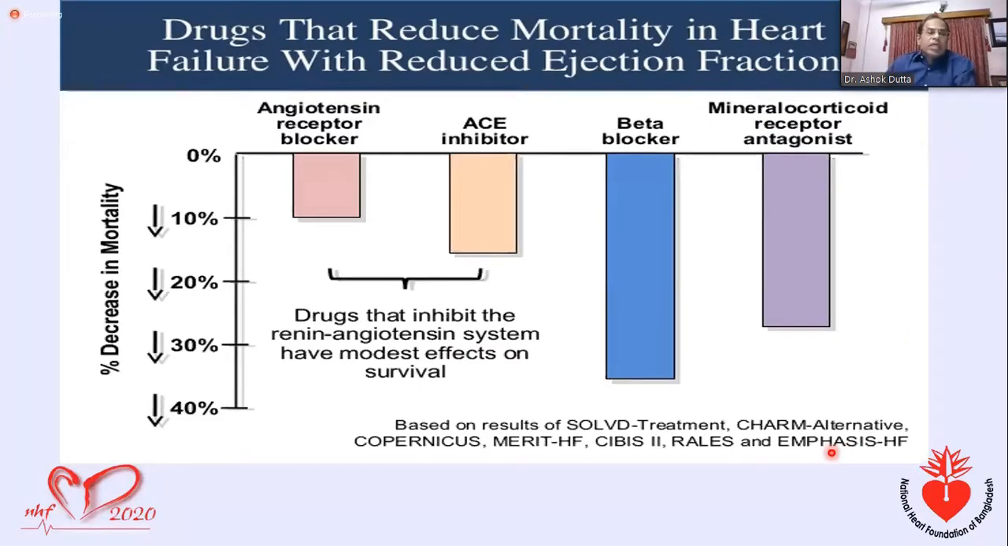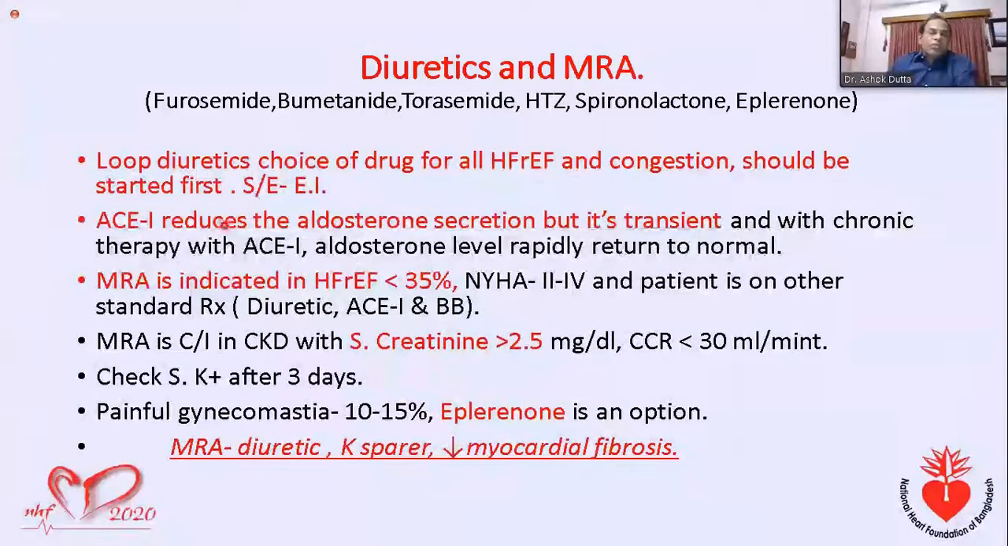Now, diuretics: loop diuretics are the initial choice. Sometimes we use loop diuretics along with an aldosterone inhibitor, but care should be taken to add this mineralocorticoid antagonist only if the serum creatinine is less than 2.5 and creatinine clearance is more than 30. And check potassium after 3 days. Painful gynecomastia may be a symptom, especially in the MRA group, then eplerenone is an option.